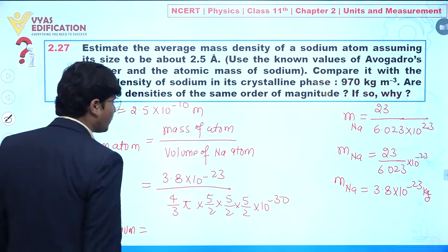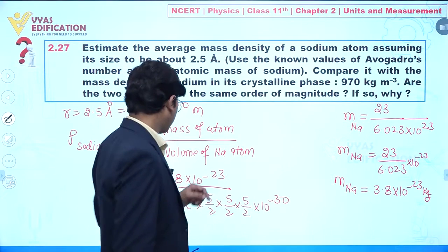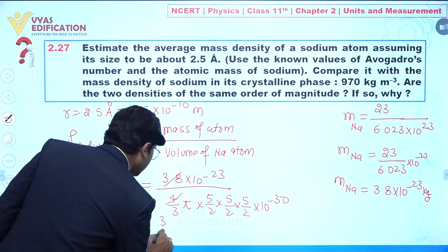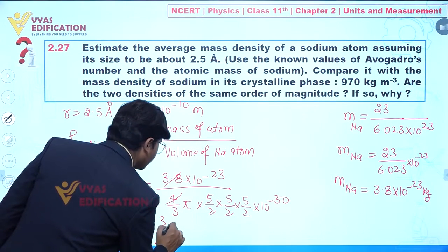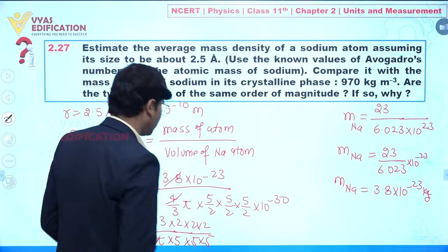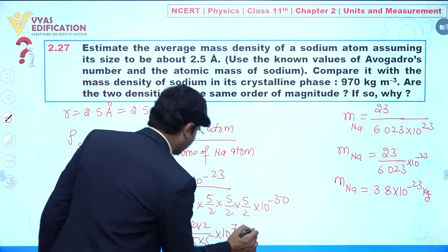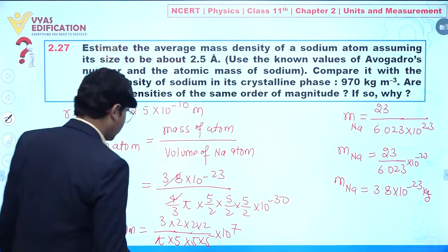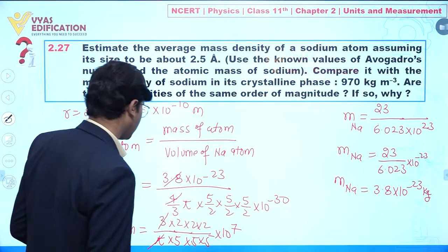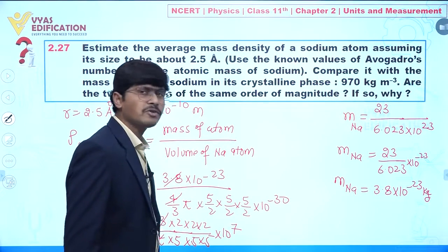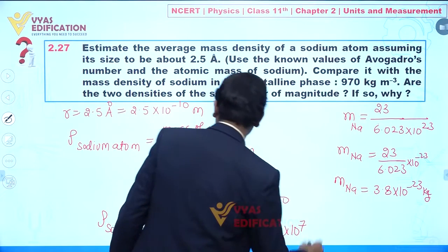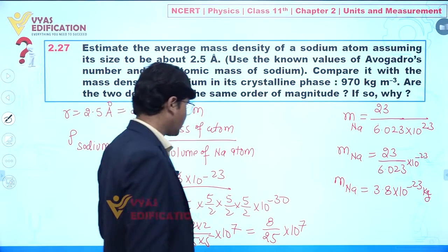So the density of the sodium atom is given by, now we can say, 10 to the power 7. Clear? So this is near about 4. We can write it like this: 3 divided by pi into 5 into 2 into 2 into 2 multiplied by 5 into 5, and 10 to the power 7. Now this one and this one are cancelled out. We are taking pi as 3.14, near about, so we can cancel. So this is 8 divided by 25 into 10 to the power 7. Clear to everyone?